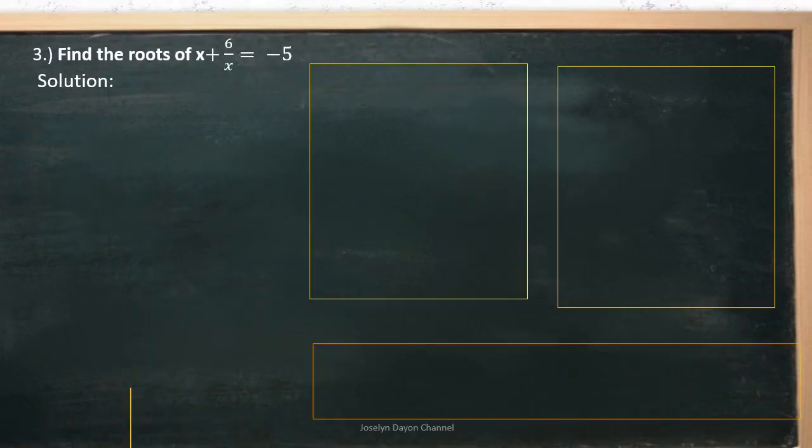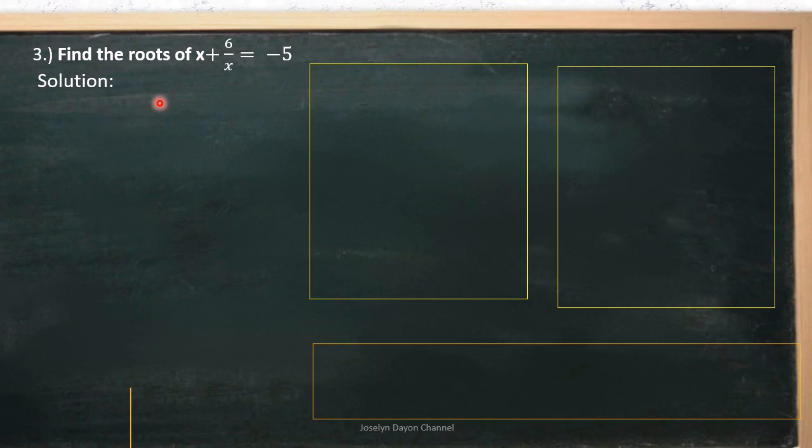Now we will consider the third example. Find the roots of x plus 6 over x equals negative 5. If you have observed, the given equation is already a rational equation. A rational equation is an equation containing at least one fraction whose numerator and denominator are polynomials. So how are we going to solve a rational equation?